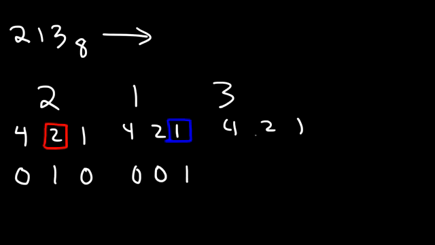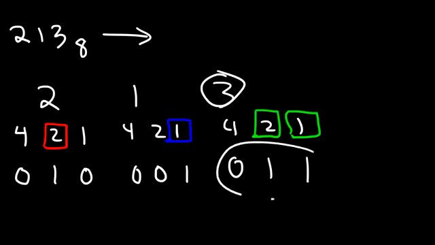Now 3, I need to use 2 and 1 because 2 plus 1 adds up to 3. So I didn't use the 4. Let's replace that with a 0. And let's replace 2 and 1 with 1. So 3 as a binary number is 0, 1, 1. Or just 1, 1 as well.